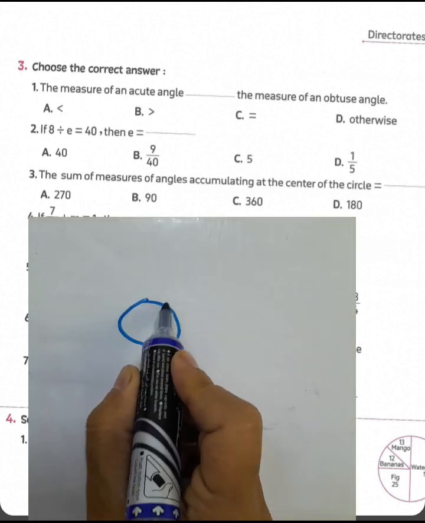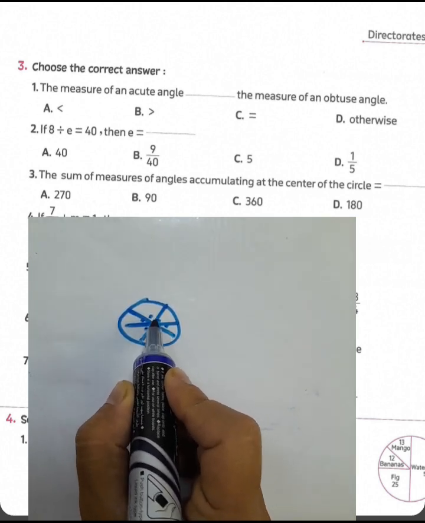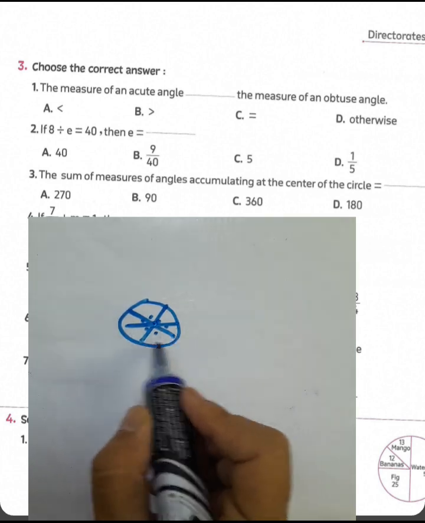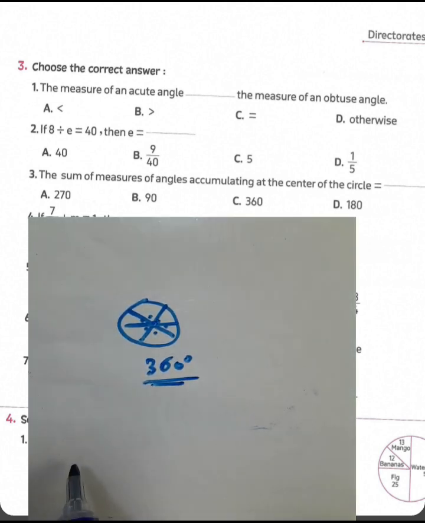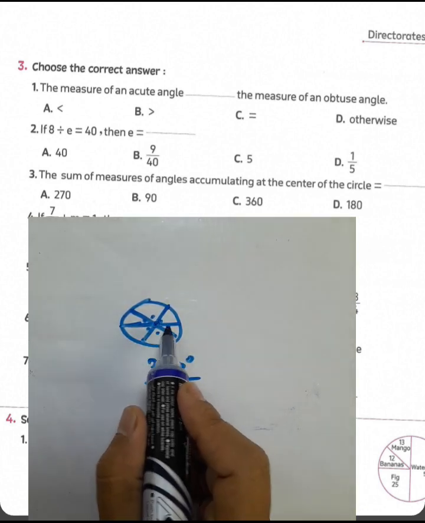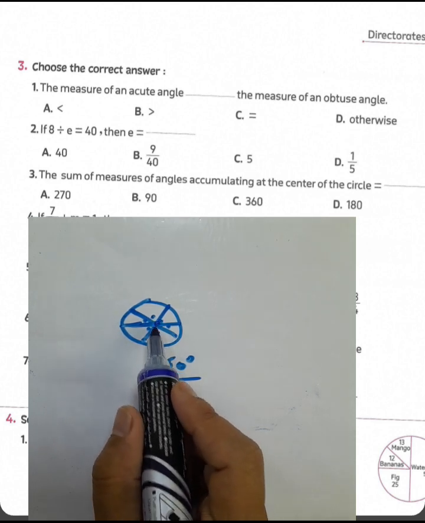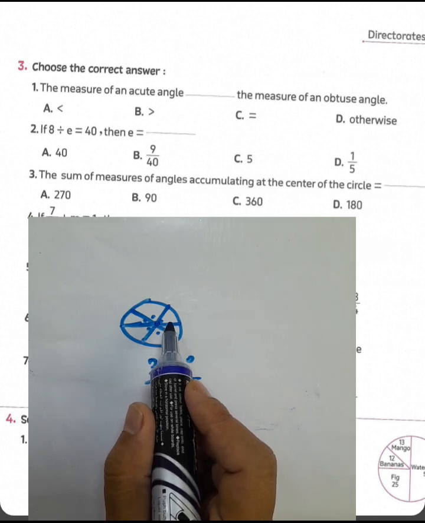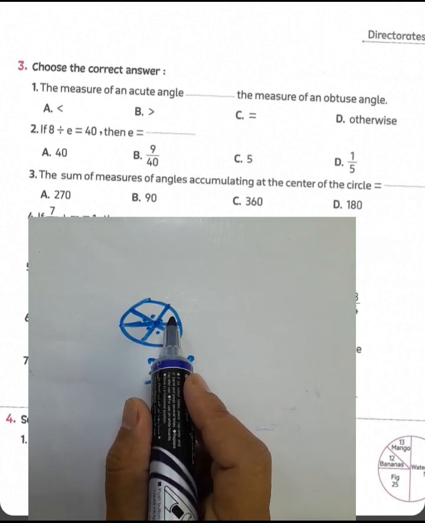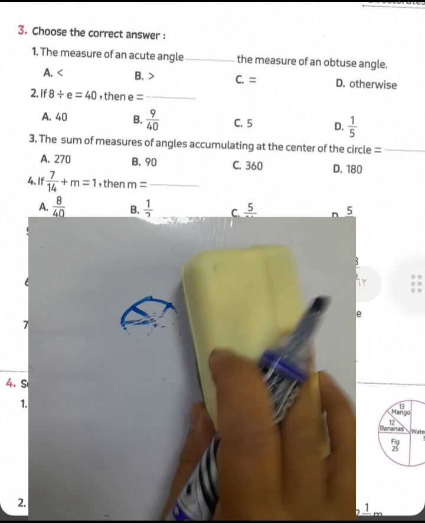Question number 3. The sum of the measures of angles accumulating at the center of the circle. We have a circle and a lot of angles accumulating at the center of the circle. The sum of them equals 360. The vertex of all these angles is drawn at the center of the circle, we call them accumulative angles. Then the sum of the measures of angles accumulative at the center of the circle will be 360 degrees.